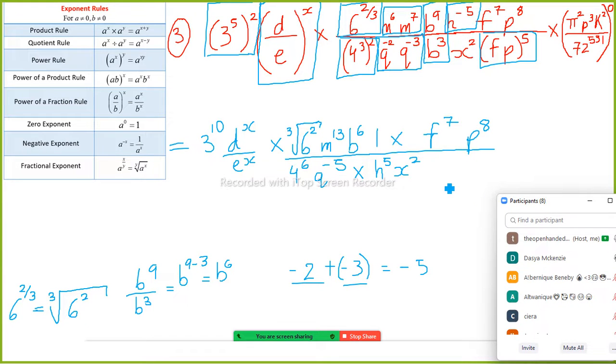Oh, I use the power of a product rule for that. Okay, so it'll be what? F to the power of 5 and p to the power of 5. Very good. F to the power of 5 and p to the power of 5. Good. And Jasmine, what do we do with this term here?